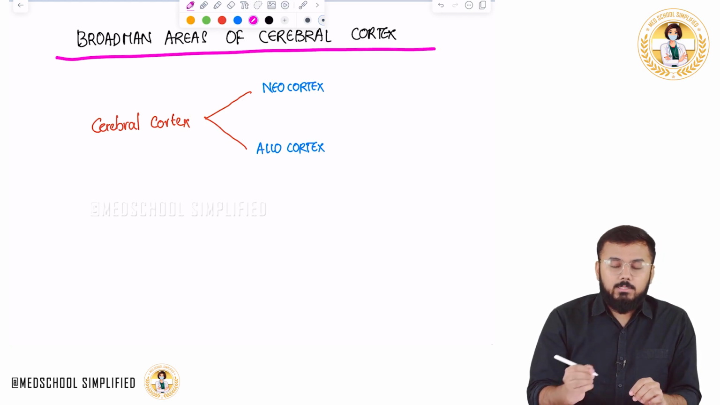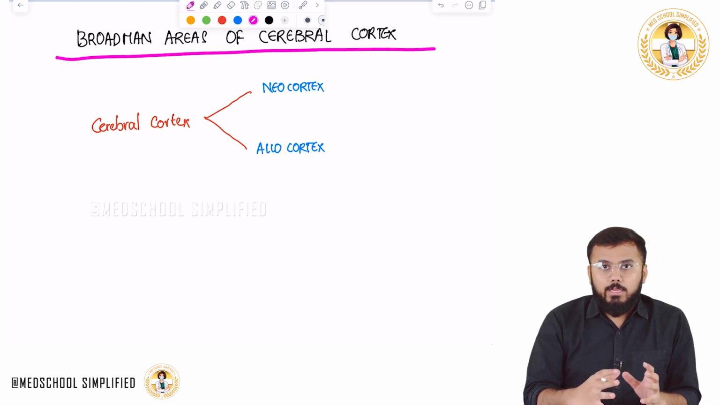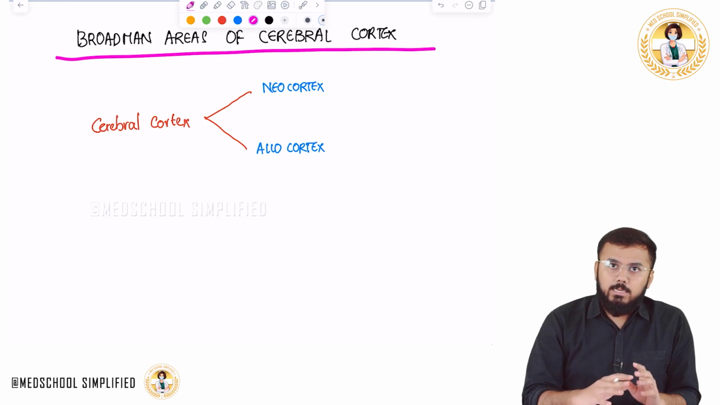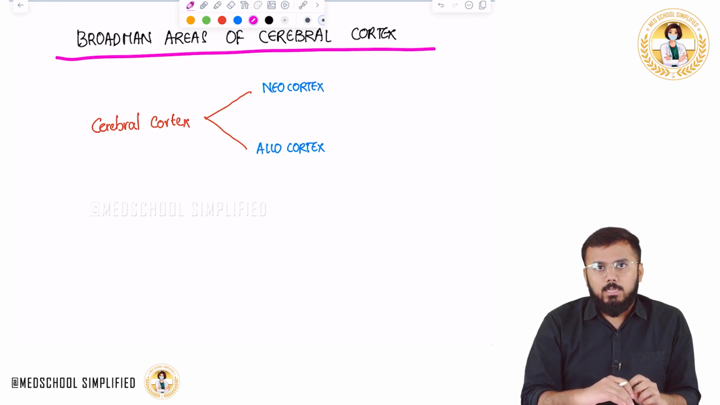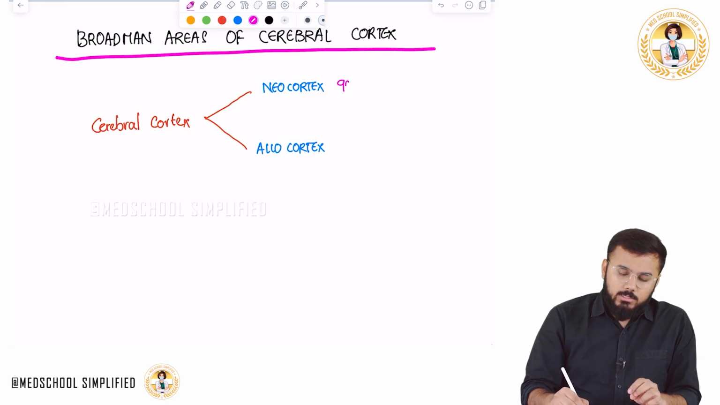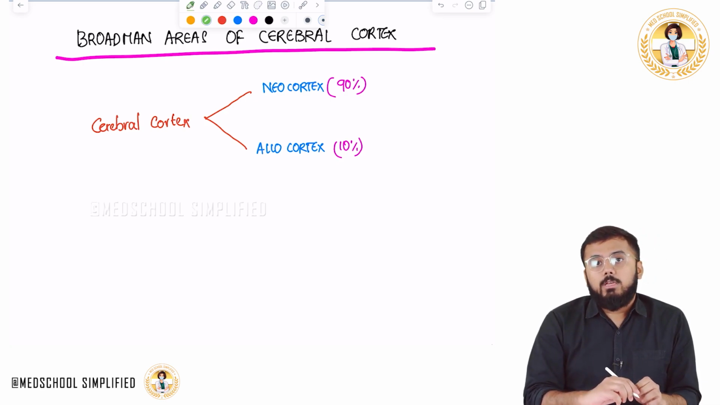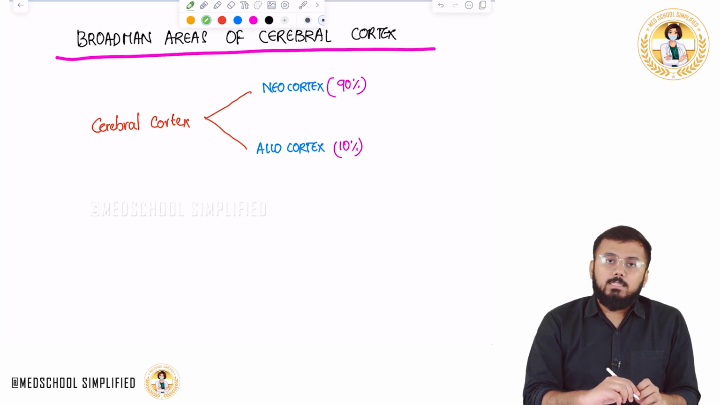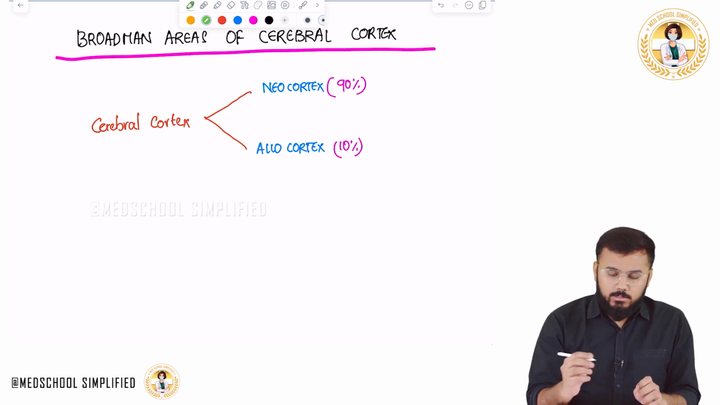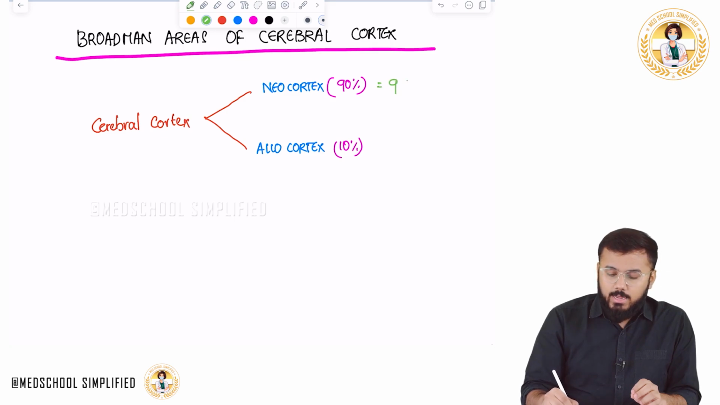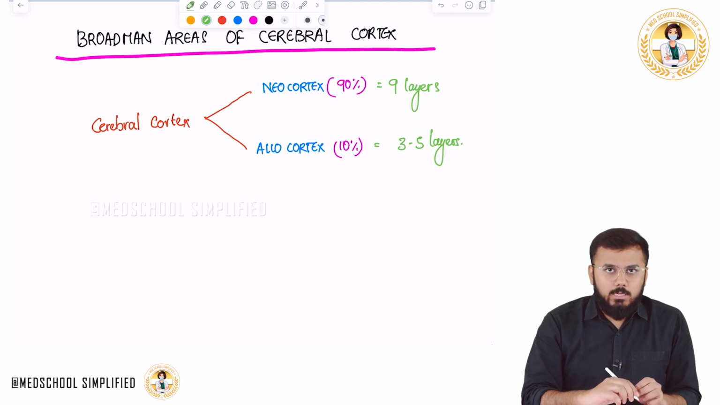So what is neocortex? Around 90% of the cortex which you have is considered neocortex. Only 10% of the cortex is considered allocortex. What is the important thing you need to know? Neocortex has around 9 layers, whereas allocortex has only 3 to 5 layers. But the majority of the cortex which we have is the neocortex.